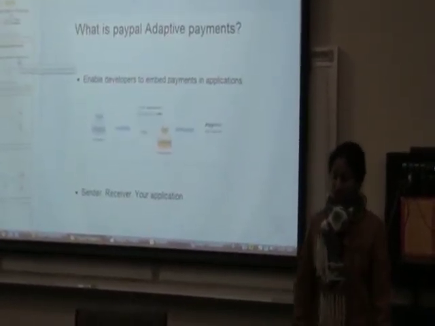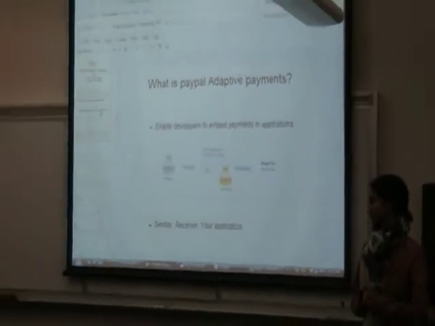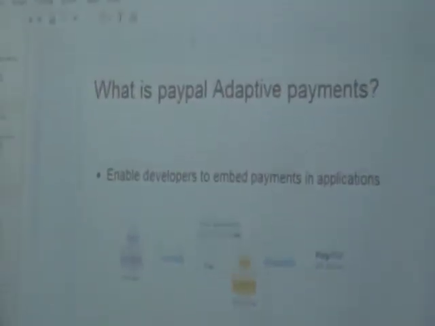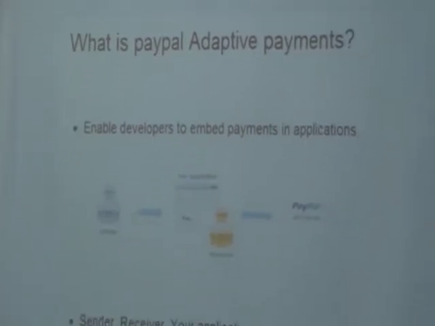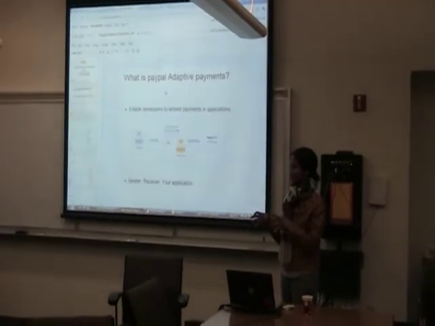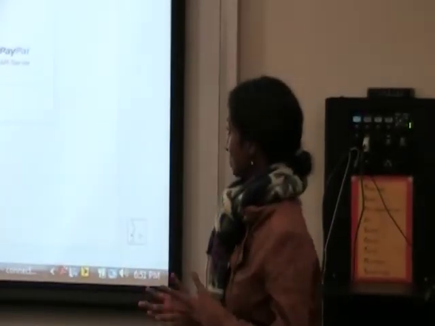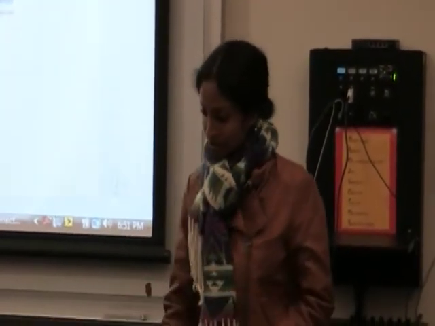So what is PayPal Adaptive Payments? It basically enables developers to embed payments into an application, right? In any payment, there are three entities: the sender of the money, the receiver of the payment, and the application which is making the API calls. This API gives a lot of flexibility that wasn't available before. Before, you could just send some money or take some subscription, and you couldn't manipulate much beyond that. So the Adaptive API made it much more flexible for developers to do many more things with their applications.